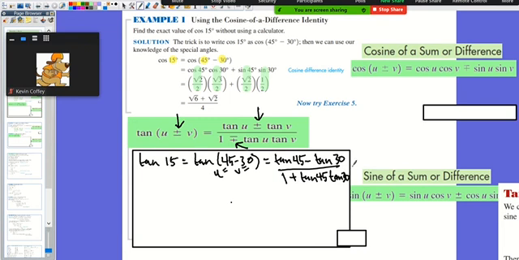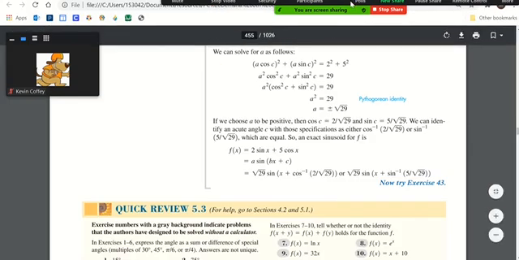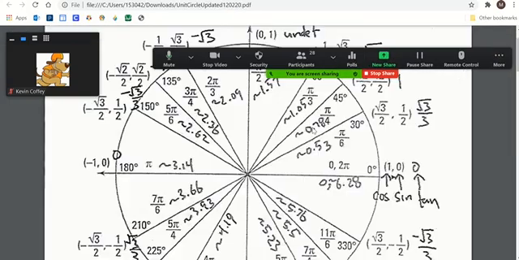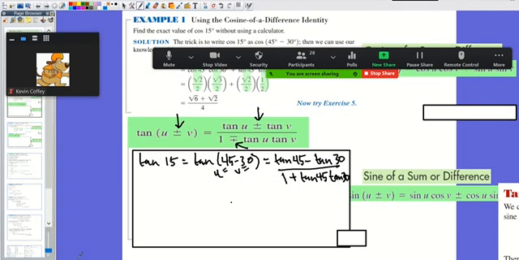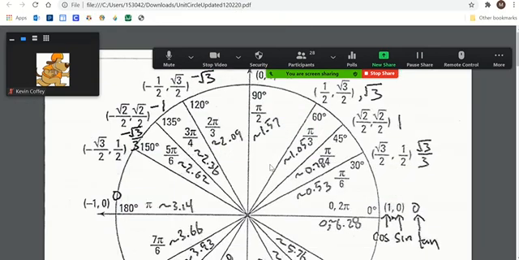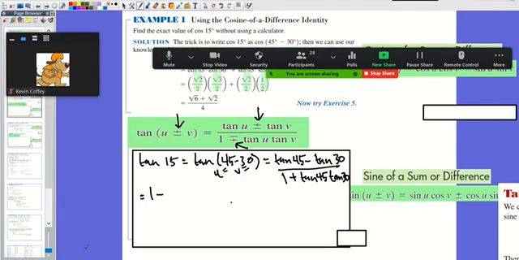Tangent of 45 is going to be 1. This is going to equal 1 minus tangent of 30, which is root 3 over 3, over 1 plus tangent of 45 is 1 and tangent of 30 is root 3 over 3.